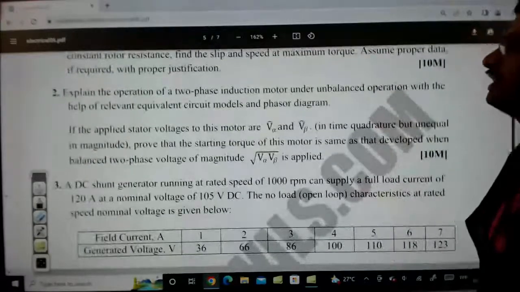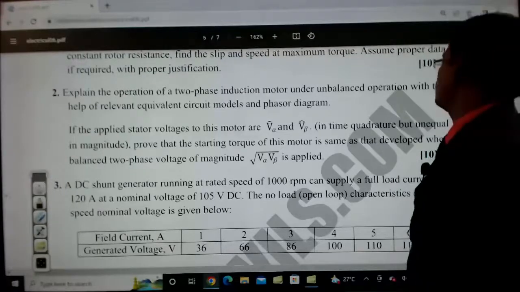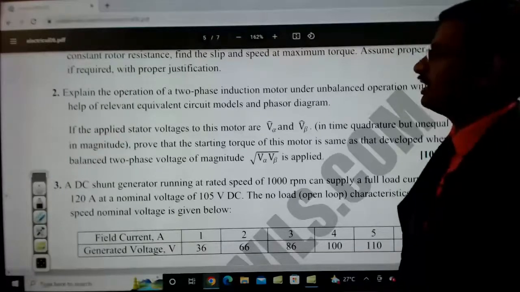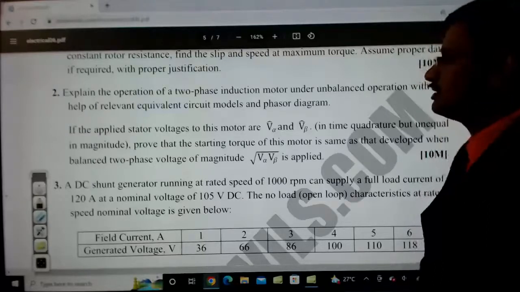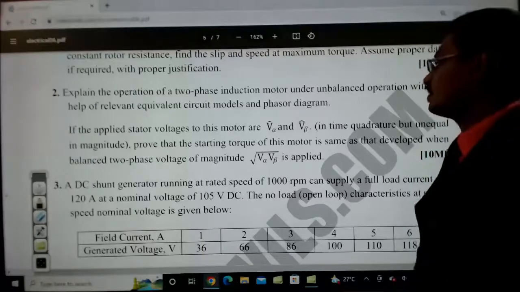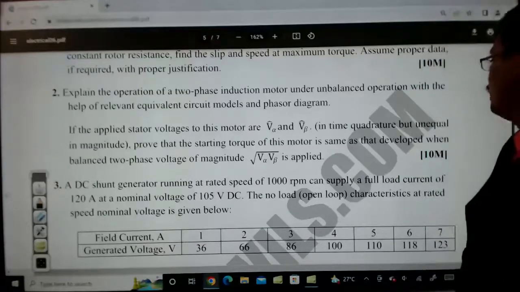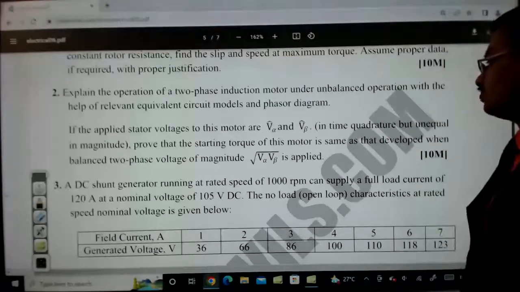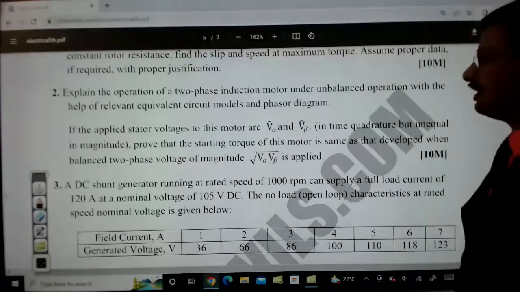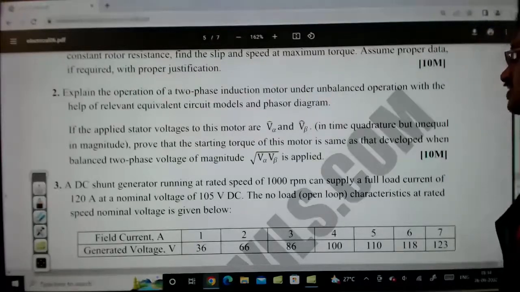And the second one is: explain the operation of a 2-phase induction motor under unbalanced operation with the help of relevant equivalent circuit models and phasor diagram. If the applied stator voltages to this motor are V alpha and V beta in time quadrature, but unequal in magnitude, prove that the starting torque of this motor is the same as that developed when balanced 2-phase voltage of magnitude square root of V alpha V beta is applied.